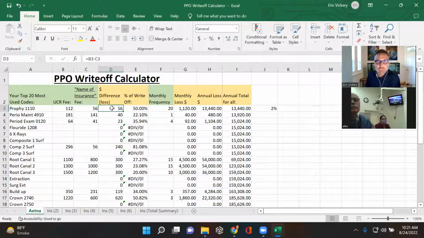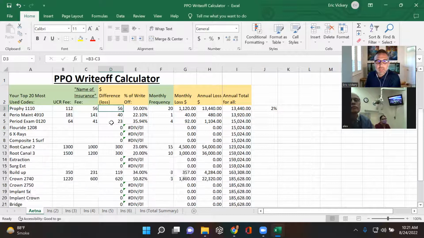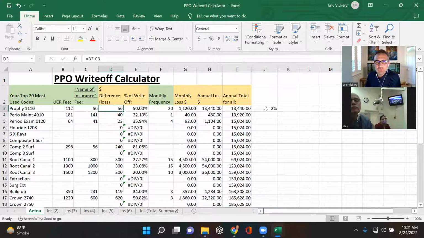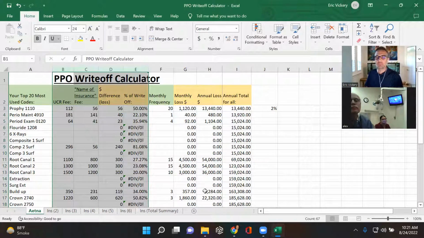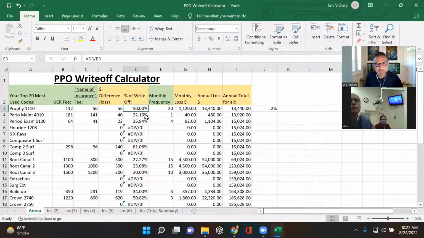It shows us the dollar difference. And then what we would do is use our frequency to figure out what the cost is. Now, this is all you have to do for this tracker to work. To understand what the percentage of write-off is, we just need the UCR fee and the insurance fee. You just fill out 2 columns and it'll do the rest. And we'll understand, every time we see one of these patients, we're writing off. Usually I see somewhere around 40.